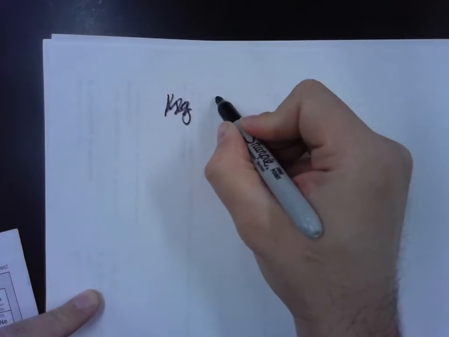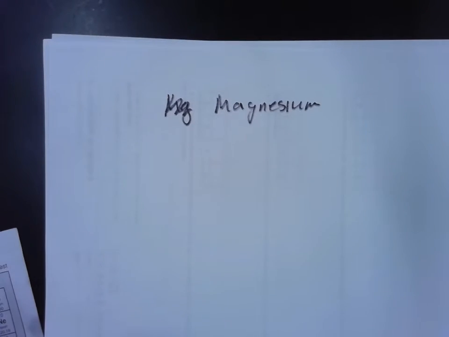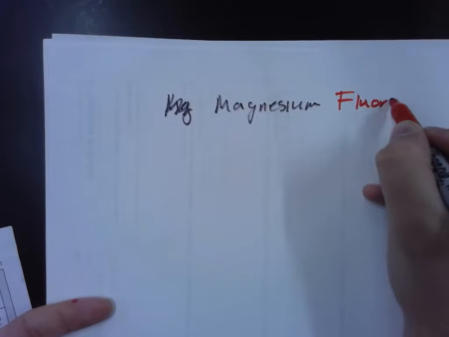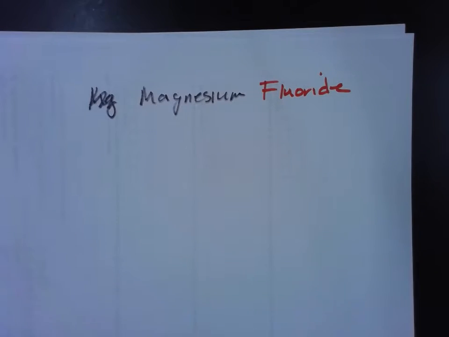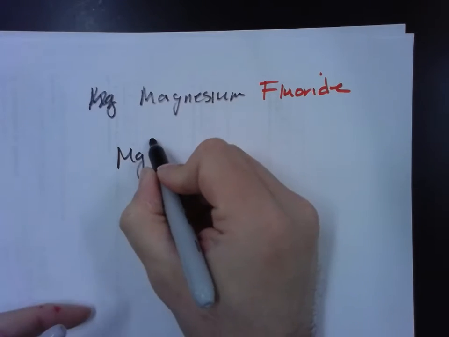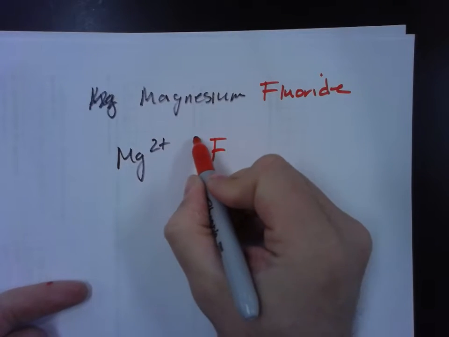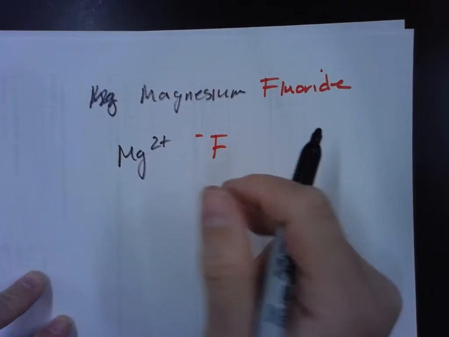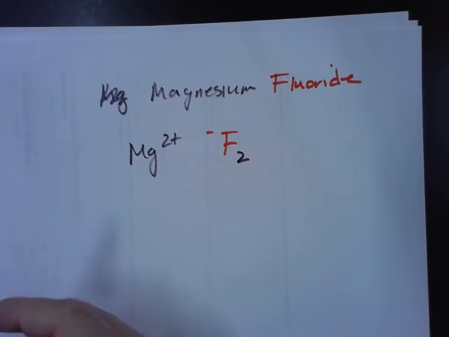Oops, magnesium fluoride. Magnesium fluoride. Let's try that one. Okay, again, magnesium has a +2 charge. Fluorine has a -1. Sorry, fluoride has a -1. So I'm going to need 2 of these fluoride atoms to cancel out this +2 charge.